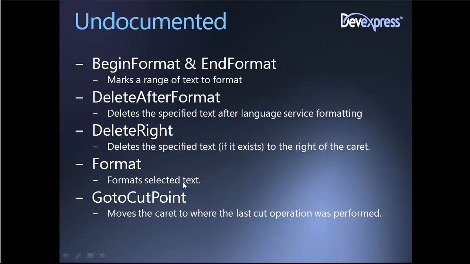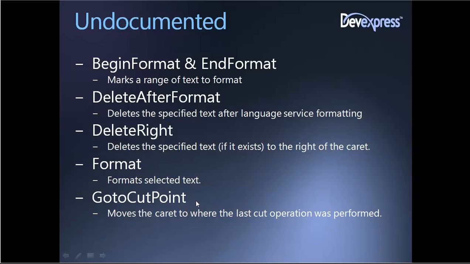Format selected text, and go to cut point. So I should just specify format. You have to have a text selection for that to work. Normally in a template you don't have a selection because you're generating and spitting out text, but this could be used from other places where that would be more useful. And then go to cut point is an internal one that we use, which moves the caret to where the last cut operation was performed.